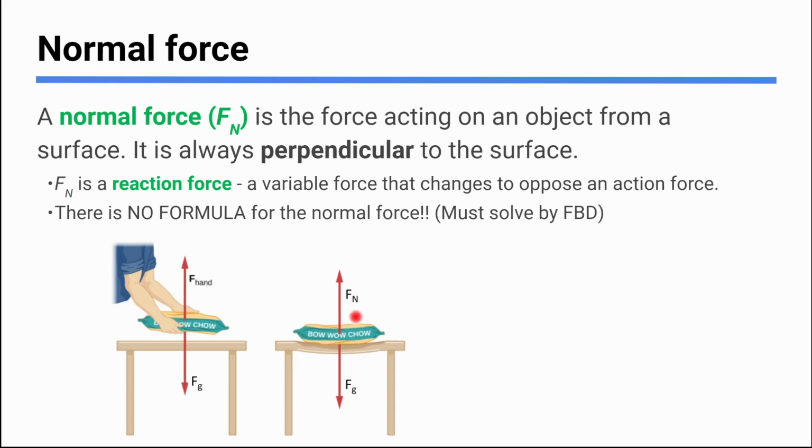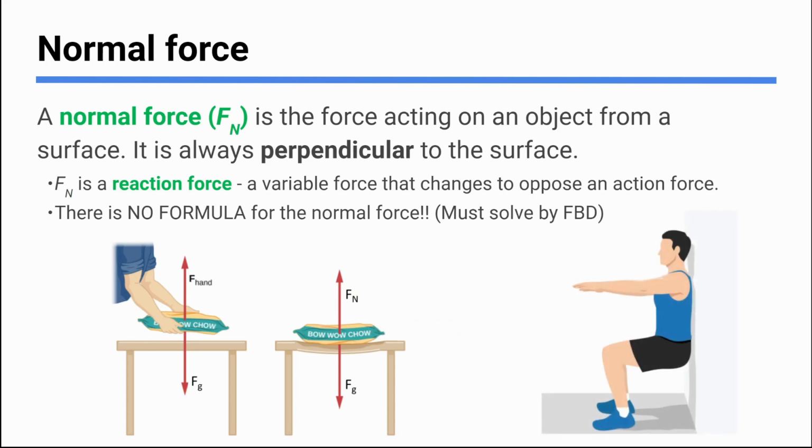The normal force will get smaller once the Bow Wow Chow is stopped. And after just a second or so, the normal force and the force due to gravity will be equal in this case because we'll have some kind of equilibrium going. All right, but that's what we mean by a reaction force. If you then jumped on top of the table, the normal force would be way bigger than the weight of the Bow Wow Chow because now the table has to push up to stop both you and the dog food from falling through.